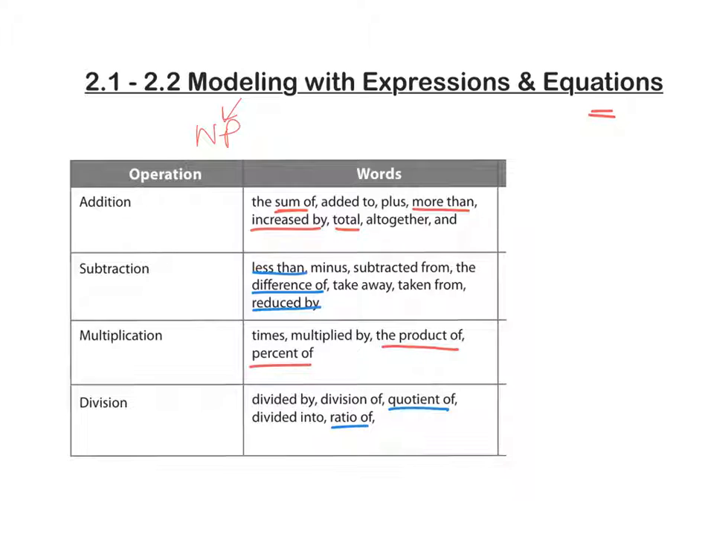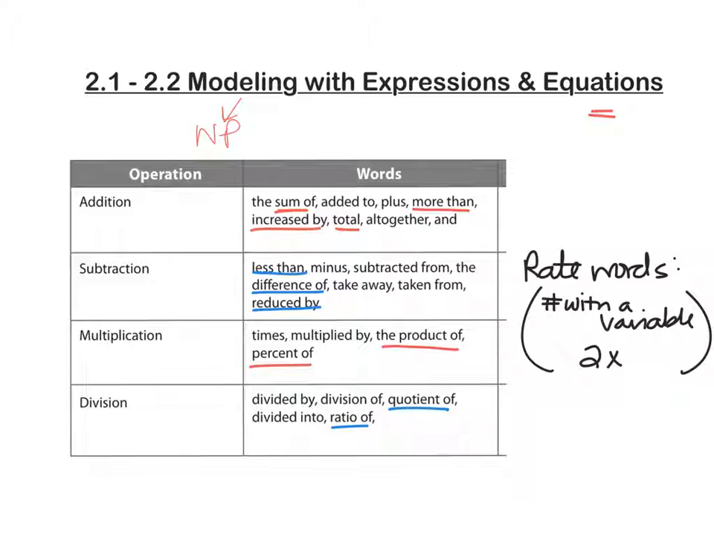One more that you need to add are rate words. Rate words are going to be words that indicate that we have a number with a variable. So rate words put a number with a variable, such as 2x, that might be what that looks like. And some rate words that you need to look out for are per, for each, or for every. Those are all rate words. There's a few more, but those are the ones you're going to see the most often.